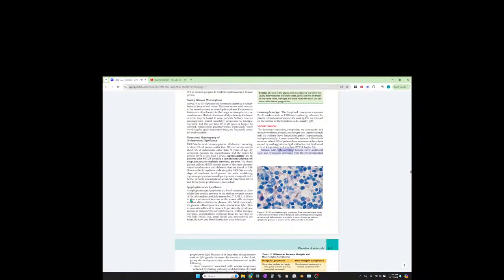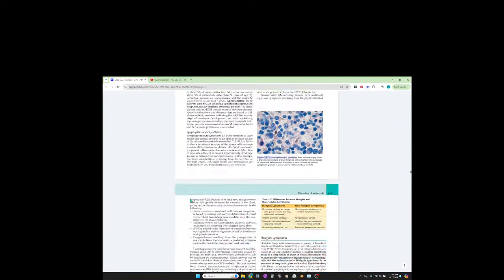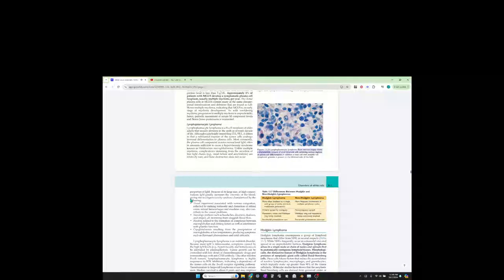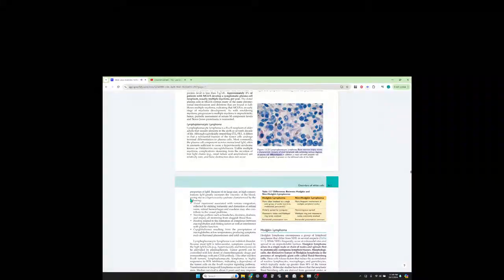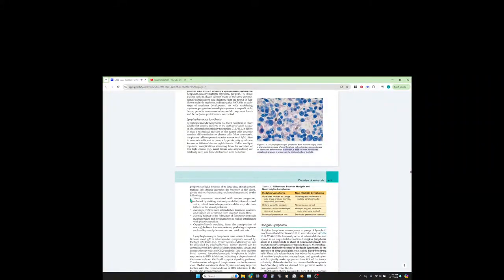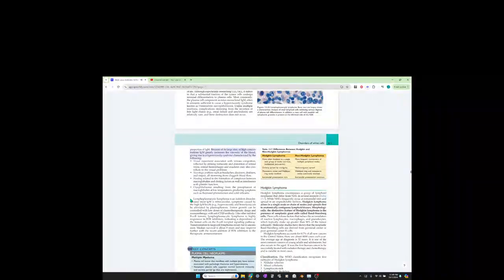Patients with IgM-secreting tumors have additional signs and symptoms stemming from the physicochemical properties of IgM. Figure 13.23 Lymphoplasmacytic lymphoma. Bone marrow biopsy shows a characteristic mixture of small lymphoid cells exhibiting various degrees of plasma cell differentiation. In addition, a mast cell with purplish-red cytoplasmic granules is present at the left-hand side of the field. Because of its large size, at high concentrations, IgM greatly increases the viscosity of the blood, giving rise to a hyperviscosity syndrome characterized by the following.